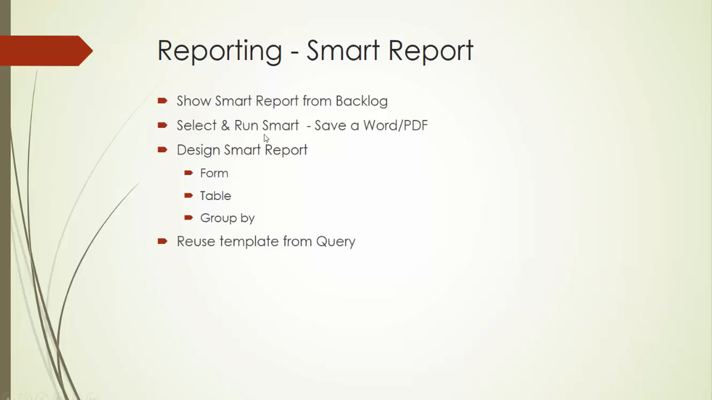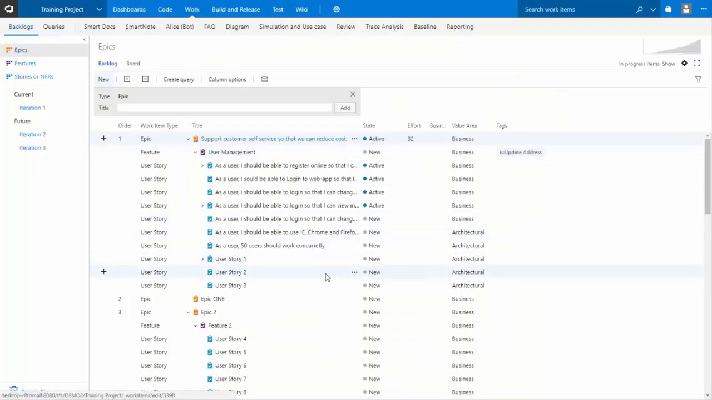We'll not only run reports, but we'll save it as Word and PDF. We'll look at how we can design reports using multiple different configurations and options that are available. And then we'll see that once you've created your own custom report, how you can call upon it from other places. When you want to run a report, let's say I'm going to select this part of the backlog.